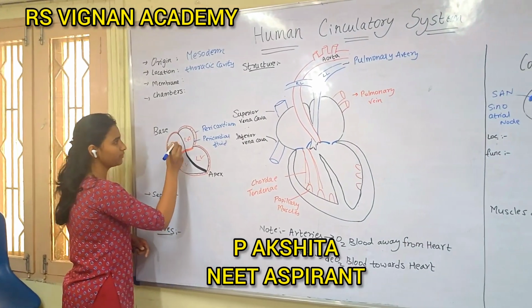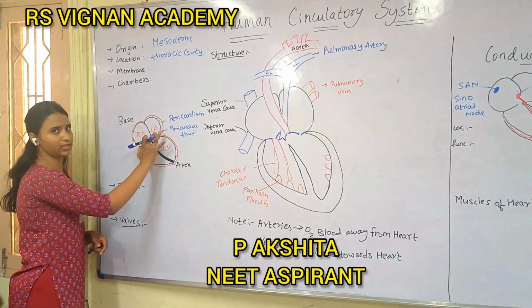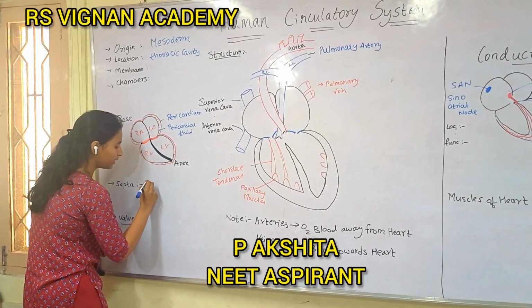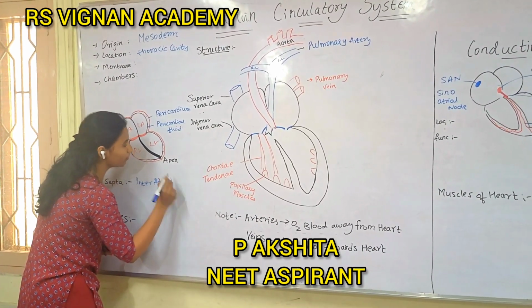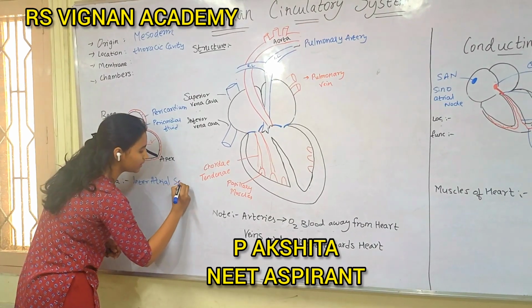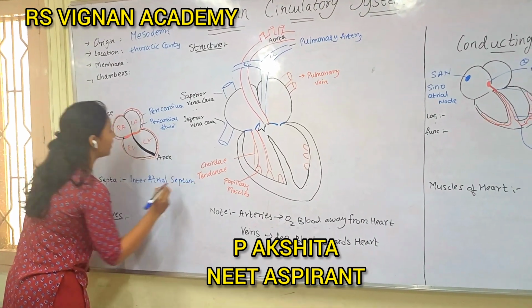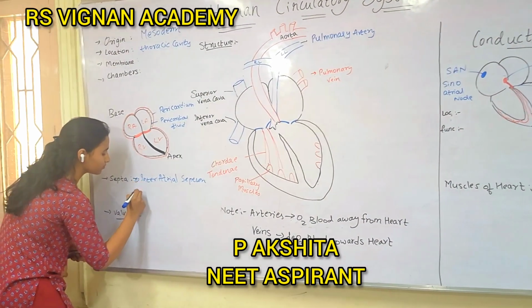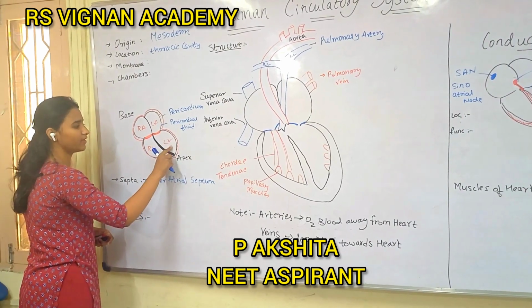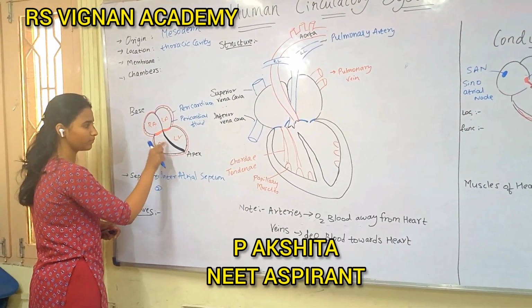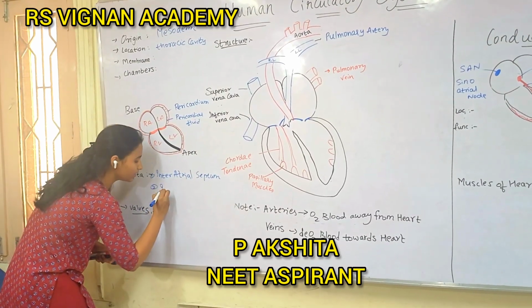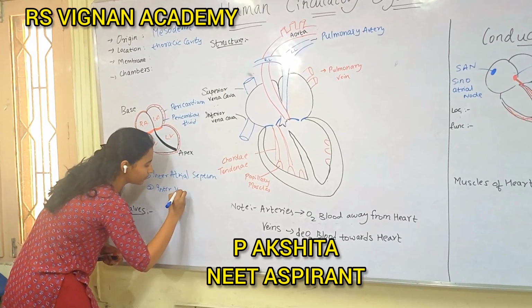The first septum is present between the two atria. Hence it is called the interatrial septum. And another septum is called the interventricular septum. Since it is present between both the ventricles, it is called the interventricular septum.